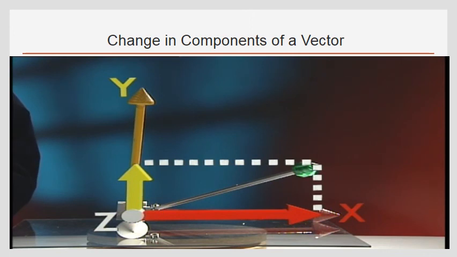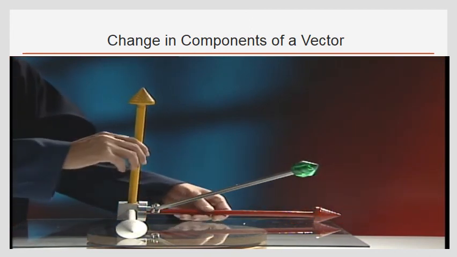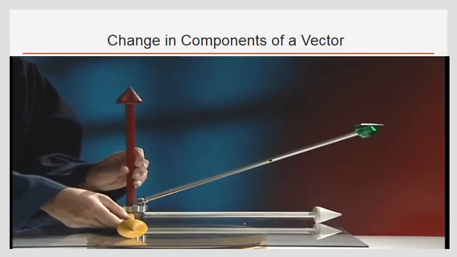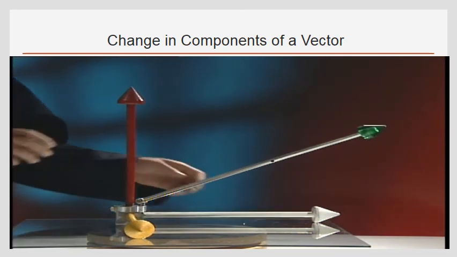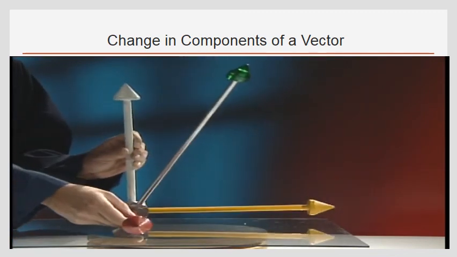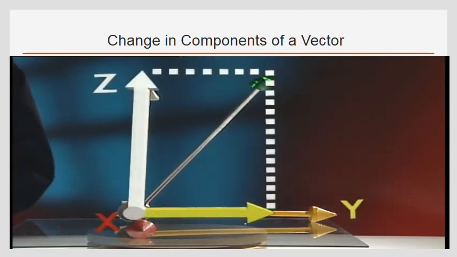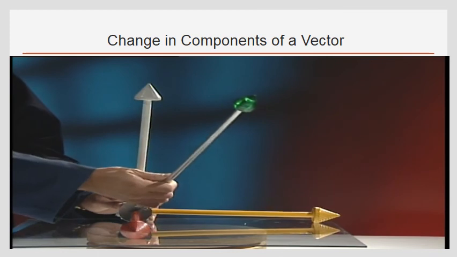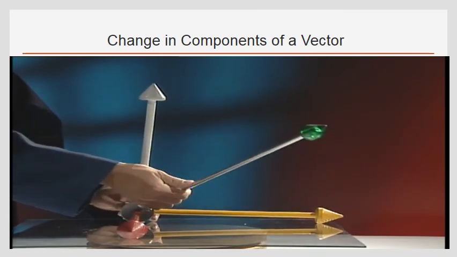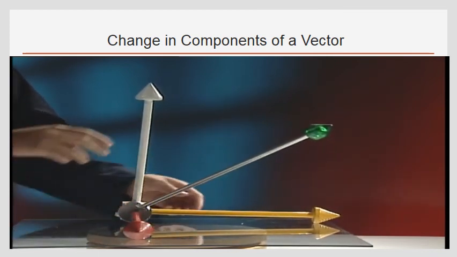When we look along the z-axis, we see the components of the vector in the x and y axes. Looking along the y-axis shows the components along the x and z axes. Looking along the x-axis shows the components along the y and z axes. Now we'll change the position of the vector in the frame and repeat the sequence.